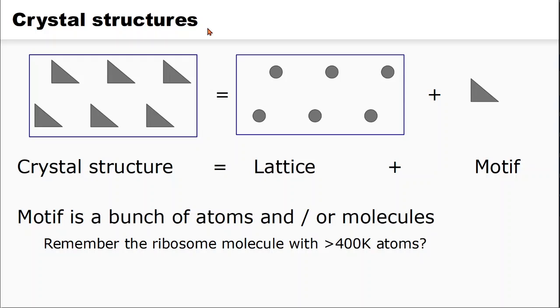You may recall that the ribosome molecule has nearly 500,000 atoms, and those molecules can be quite complicated. But we will be focusing mostly on fairly simple crystal structures that are obtained using the simplest possible motif, which is basically just a sphere. In the above cartoon, I have used only a very simple motif, a triangle that represents a molecule. Let us now turn to a real crystal in 3D.